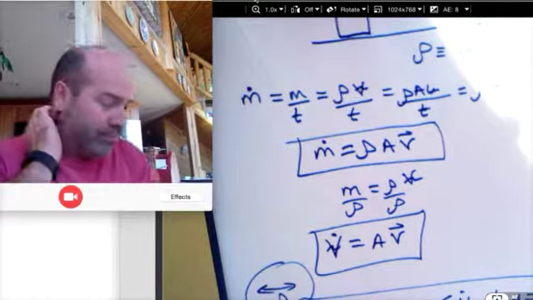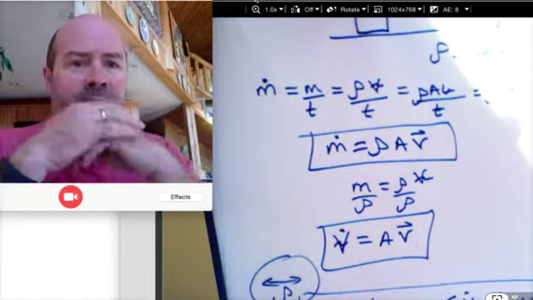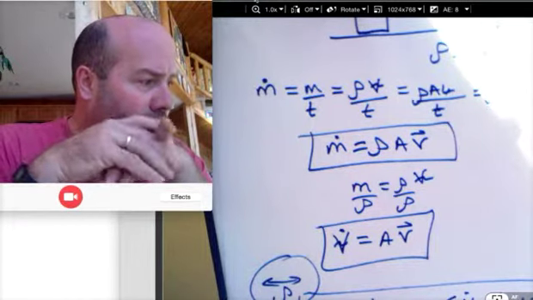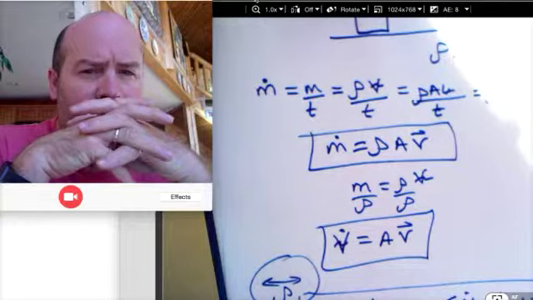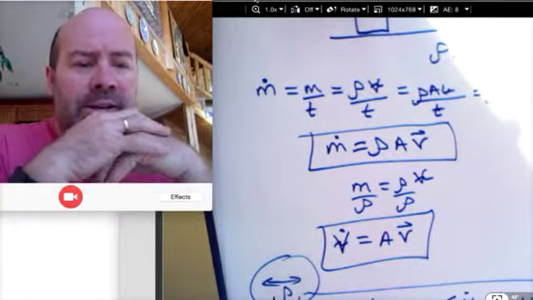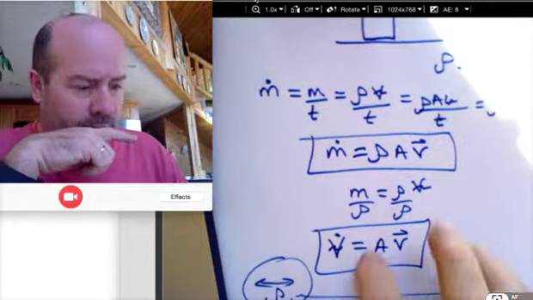All right, there we have it. We have the continuity principle. It's also known as the conservation of mass. One of the things in there is mass flow rate, so we spent a little bit of time defining mass flow rate, volume flow rate.